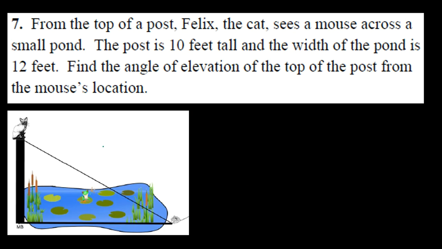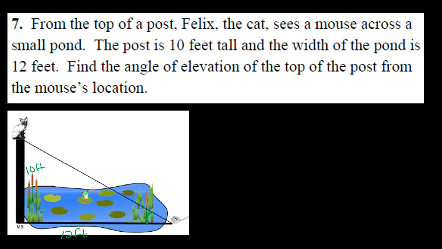Number 7, from the top of a post, Felix the cat sees a mouse across a small pond. The post is 10 feet tall, and the width of the pond is 12 feet. Find the angle of elevation of the top of the post from the mouse's location. So that would be this.